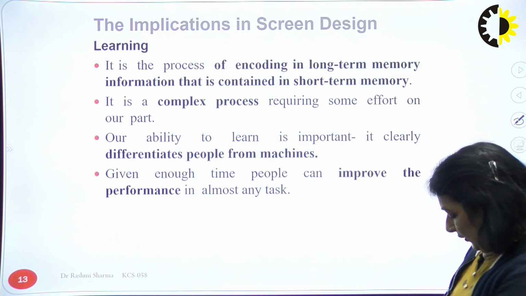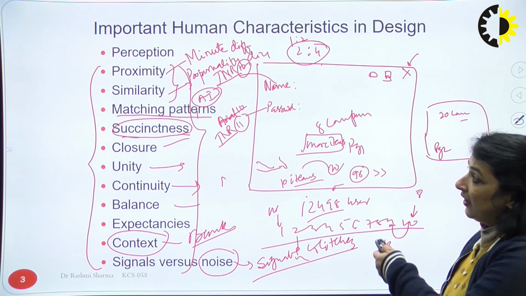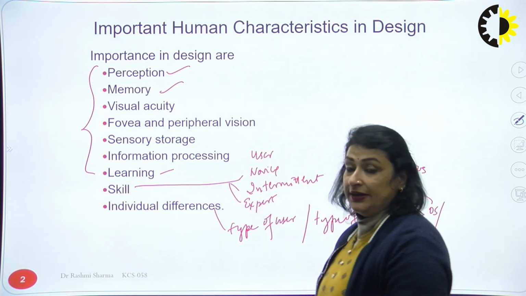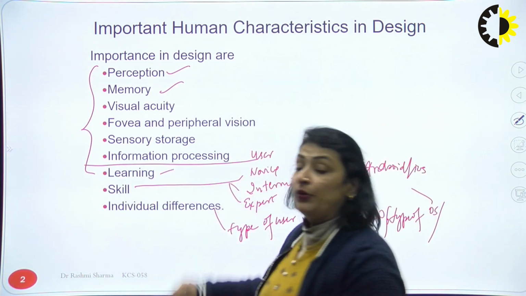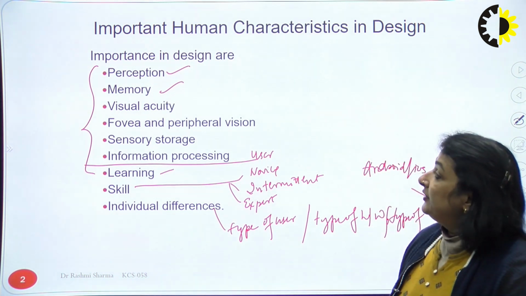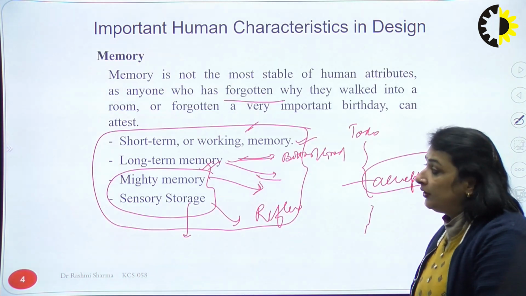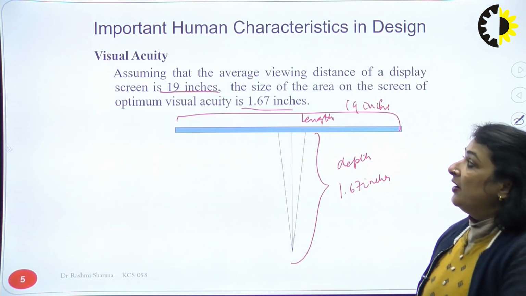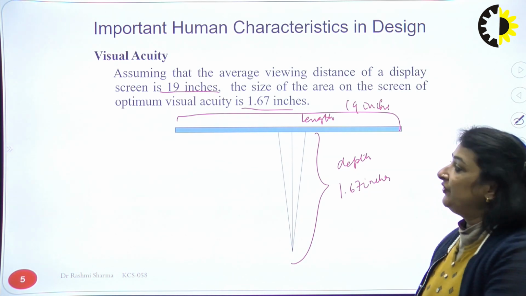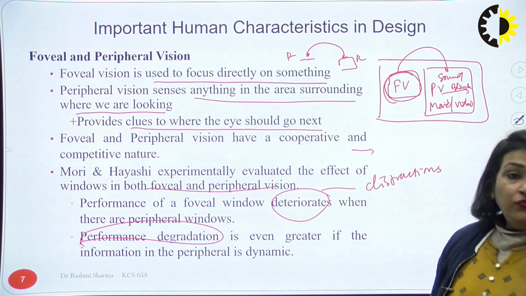So coming to the perceptions which we have seen, what are the different things which we have? First of the things was visual acuity, sensory organ, information processing. So we have completed these particular points. In the next video we would be considering the learning skills and individual differences and their importance. Perception is how a user looks. Memory: we have considered 4 types of memory: the short term, the long term, the mighty memory and the sensory devices. For acuity, for a 19-inch screen, we have a 1.67-inch acuity, that is the depth which we can look into. This is the circle of 88 characters which we usually look into. Then comes the foveal and the peripheral.